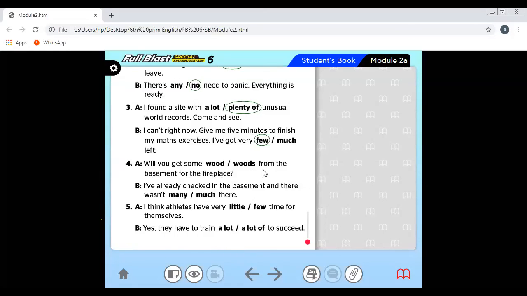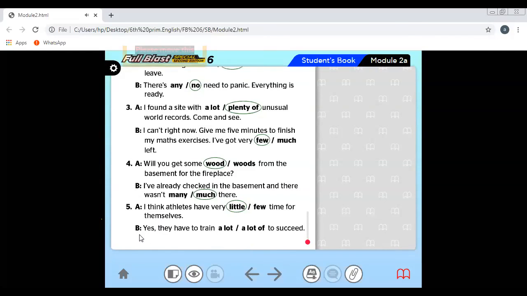Will you get some from the basement for the fireplace? I'm talking about the material. It will be wood. Woods. No, woods is the forest. We are not talking about the forest here. I think athletes have very time for themselves. I'm talking about uncountable nouns, so I will use little. Teacher, we didn't say number B. Okay, I have already checked in the basement and there wasn't much.